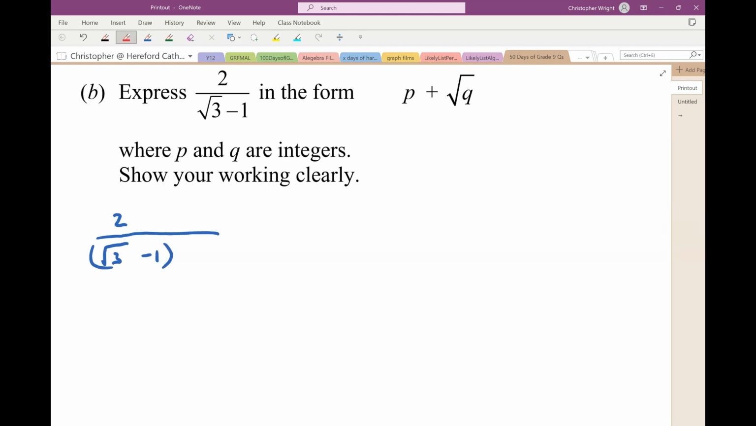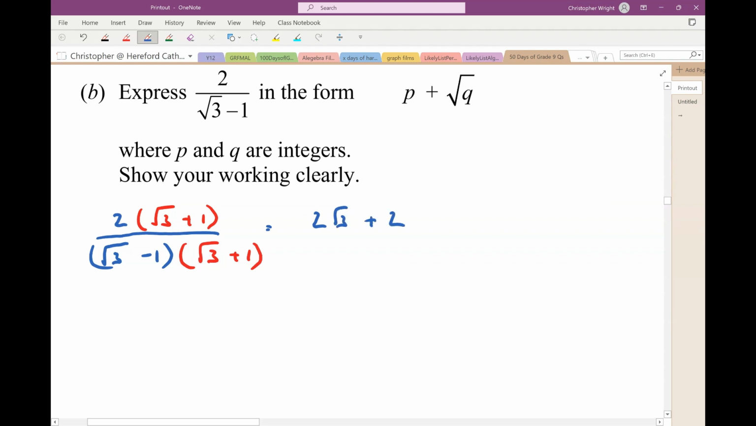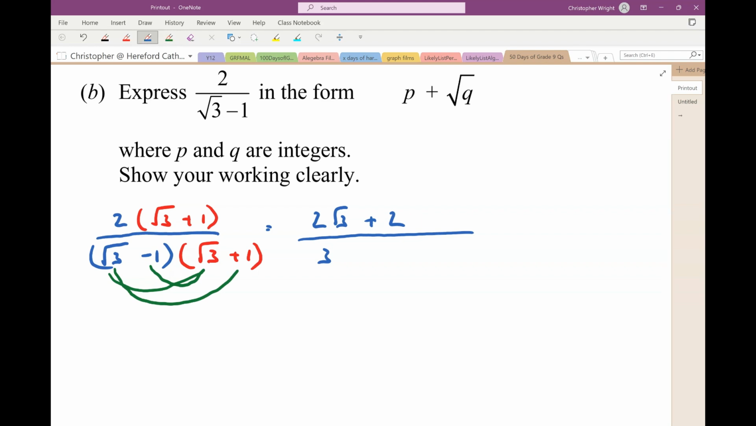Now I'm going to multiply top and bottom by root 3 plus 1 in order to rationalize the denominator. Now the top is simply going to be 2 root 3 plus 2. Now the bottom, the denominator. Let's have a look. Root 3 times root 3. Well, that's just 3. Now, what about minus a root 3 and plus a root 3? That's going. So forget about that. That's disappeared. And now I've just got minus 1 times plus 1, which is minus 1.